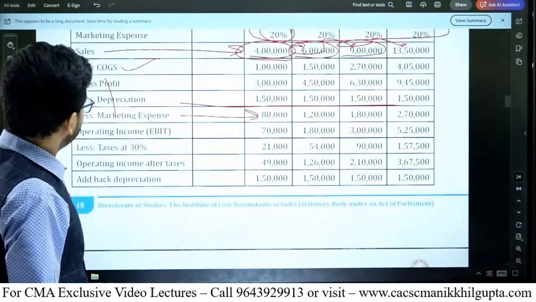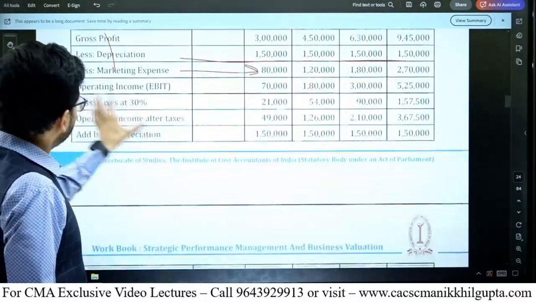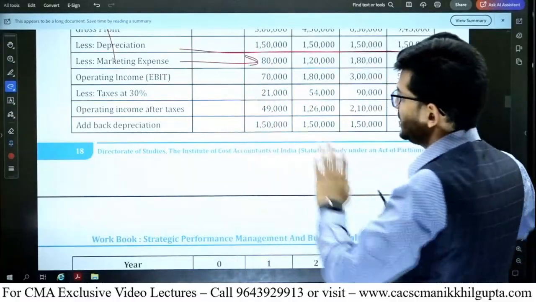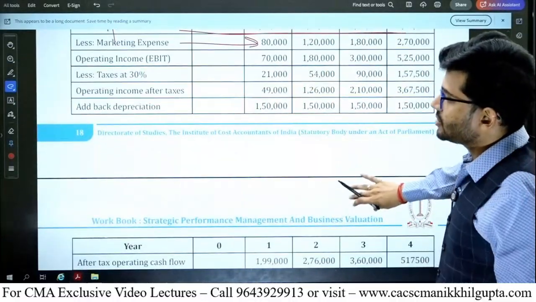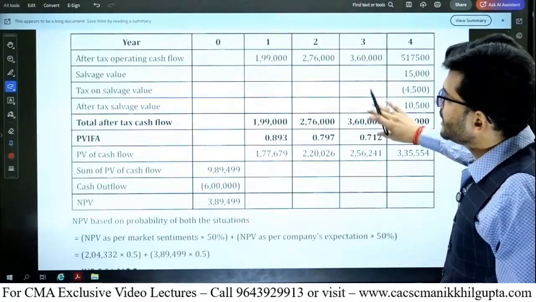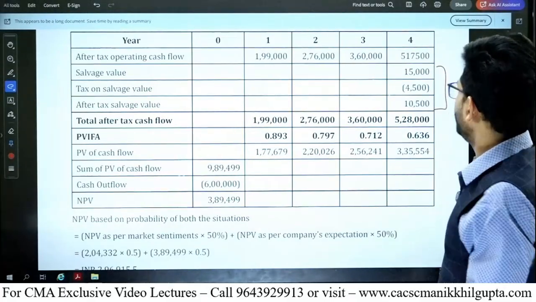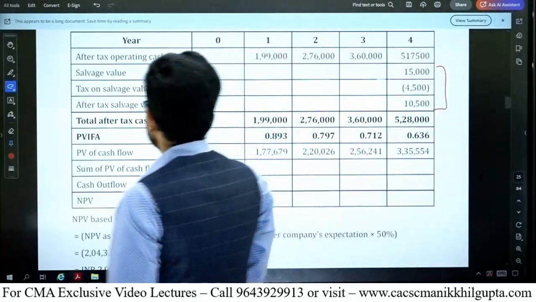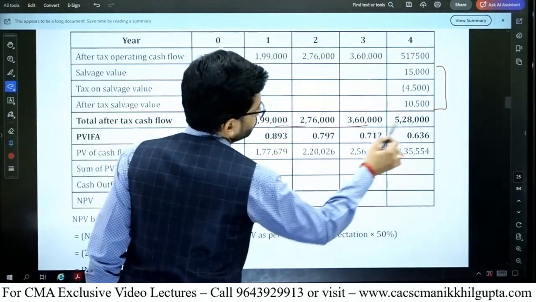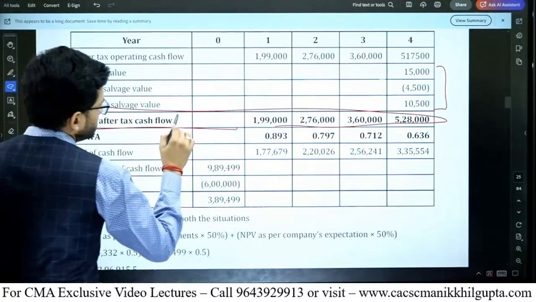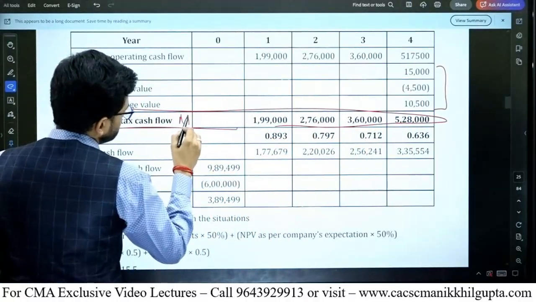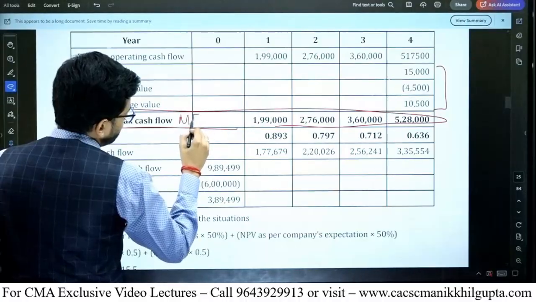Okay, so we do this calculation, we less the depreciation, marketing expense, operating income, taxes, operating income after tax. We add back depreciation because we want operating cash flows. We get the operating cash flows, we add the salvage value as it is, and we get the total after tax cash flow. So computation as per the market sentiments is done already. This is as per the management's expectations.